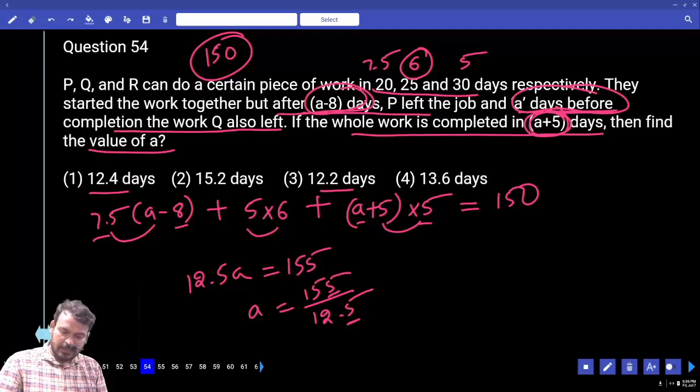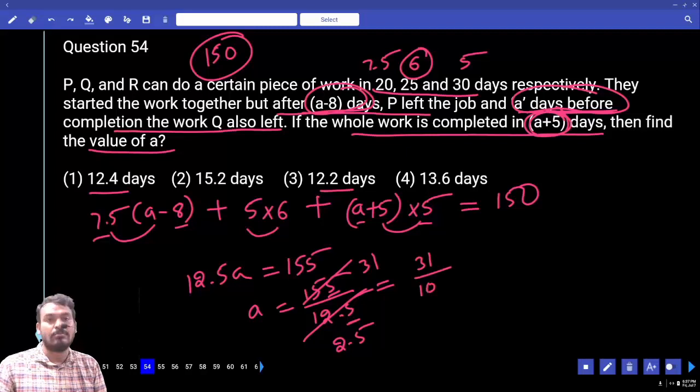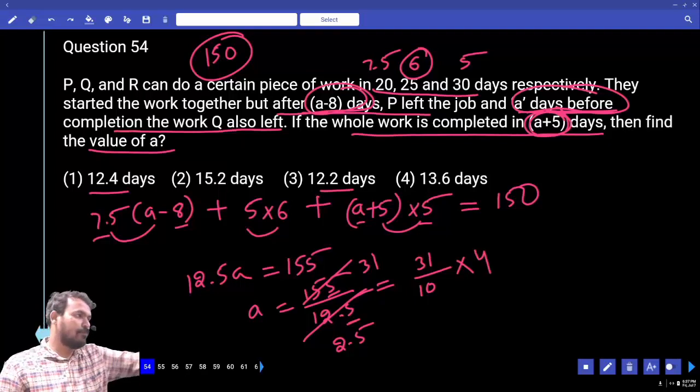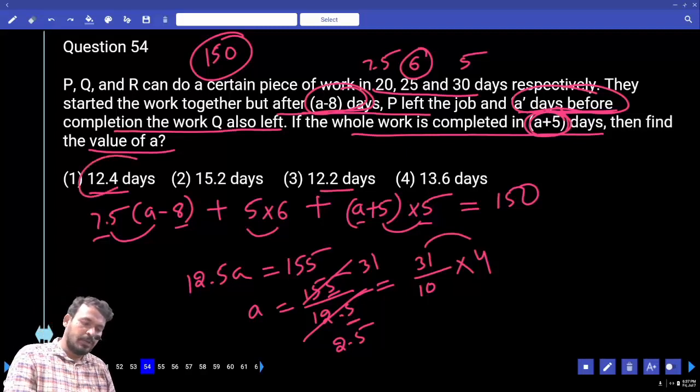Okay. First 155. 5 how many times? 31. 5 how many times, denominator? 2.5. This one we write 31 by 10 into 31 by 10 into how much? 4. 2.5 means we write 10 by 4. 2.5 means 10 by 4. It will become multiplied by 4. 31 4s are 124 by 10, means 12.4.